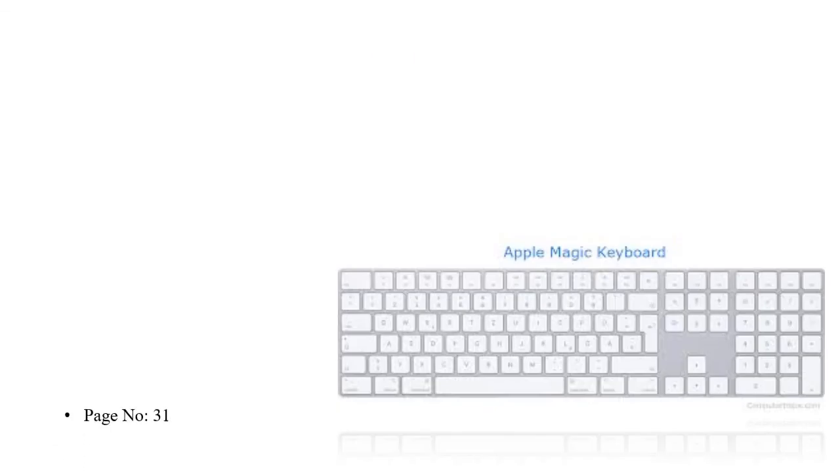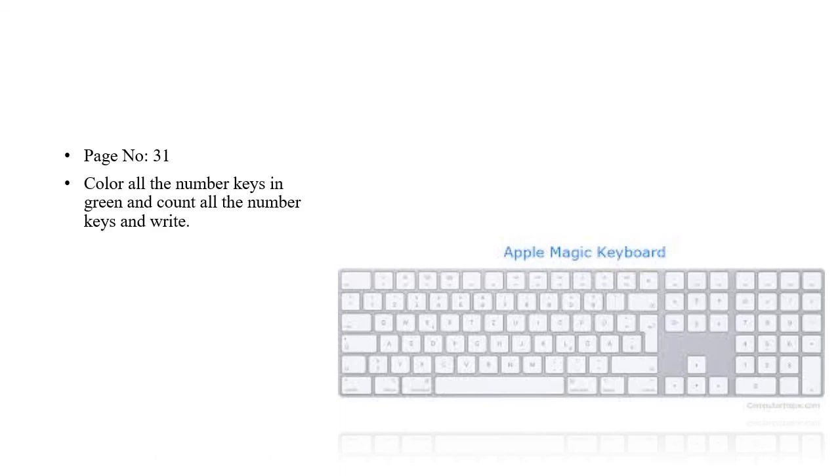Okay my dears, I hope you all understood. And now the next assignment I am going to give you. Take page number 31 and color all the numeric keys in green and count all the number keys and write it. There on page number 31 there will be 2 keyboards given for the assignment. In the first keyboard you have to color the number keys in green color, count all the number keys and write it down.